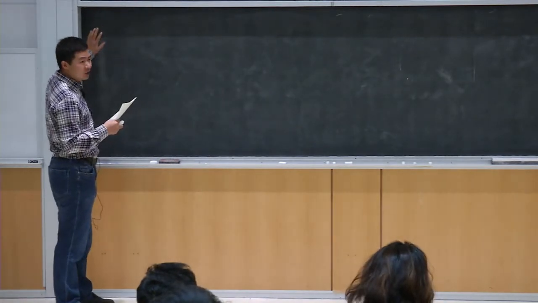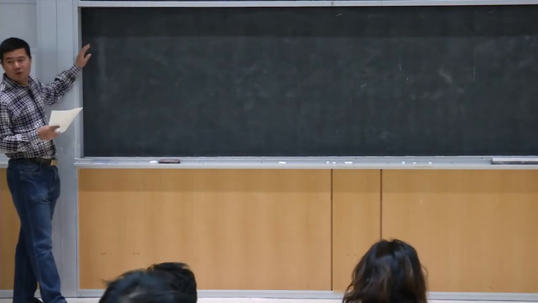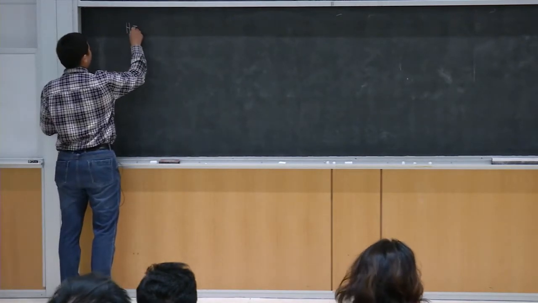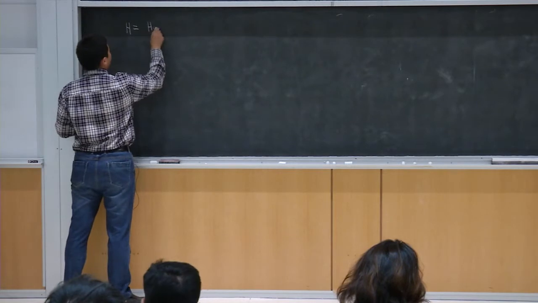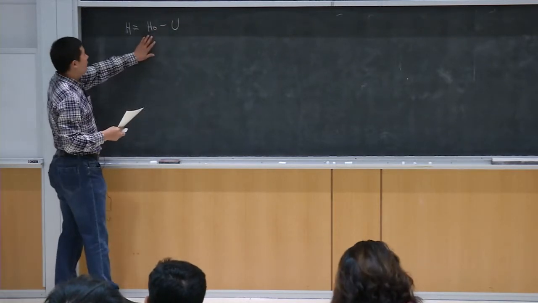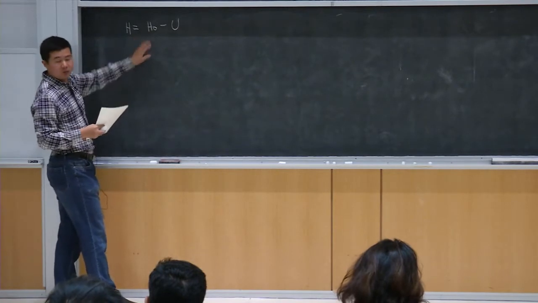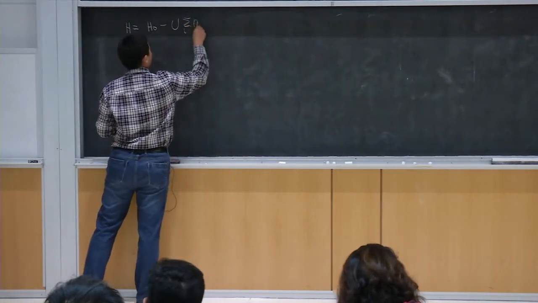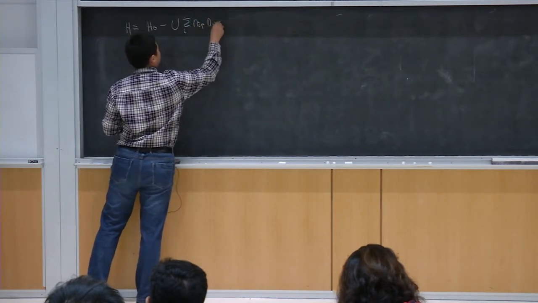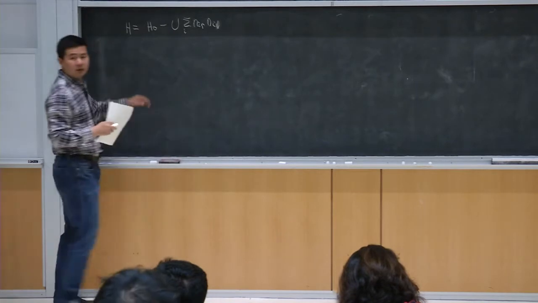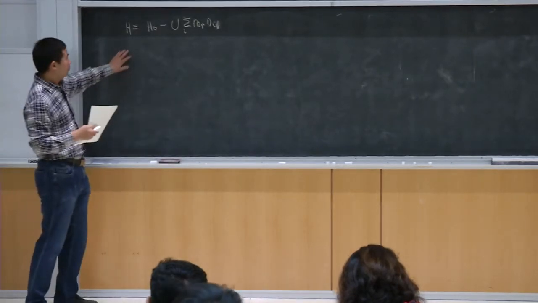Fortunately, there are certain models which are sign problem free. A typical example of a sign problem free model is the attractive Hubbard model, which has a non-interacting part which describes the hopping of the fermions on the lattice, and an attractive U term which describes the interactions between spin-up electrons and spin-down electrons on a given site.